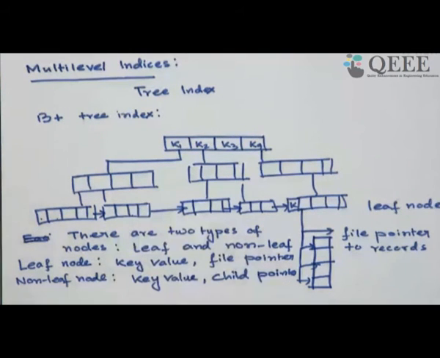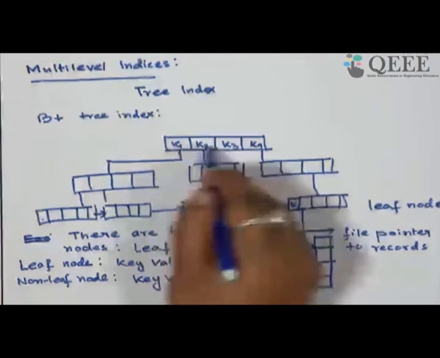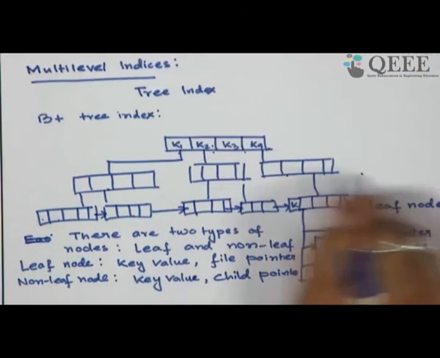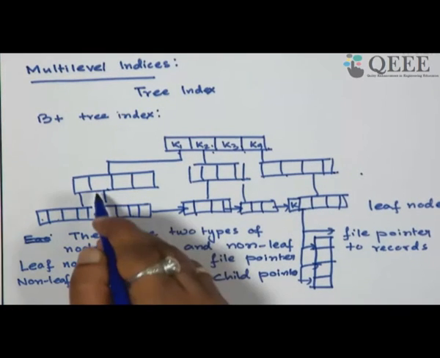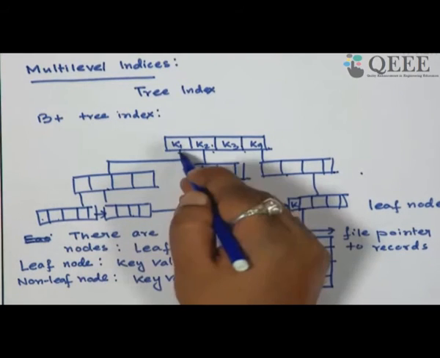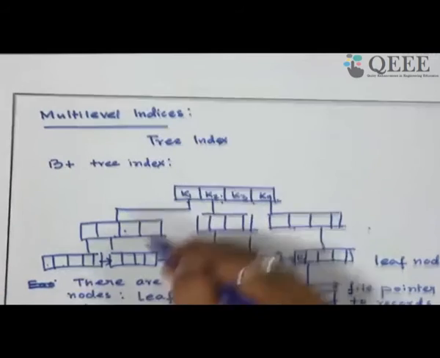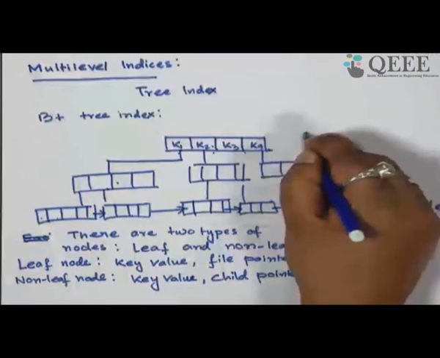The non-leaf node will contain key values. All key values between K1 and K2 will be here, between K2 and K3 here, between K3 and K4 here, and greater than K4 here, and so on hierarchically. It will contain a key value and a pointer to the child node containing that key value, in a hierarchical manner. There is a restriction: we have something called the order of a tree.